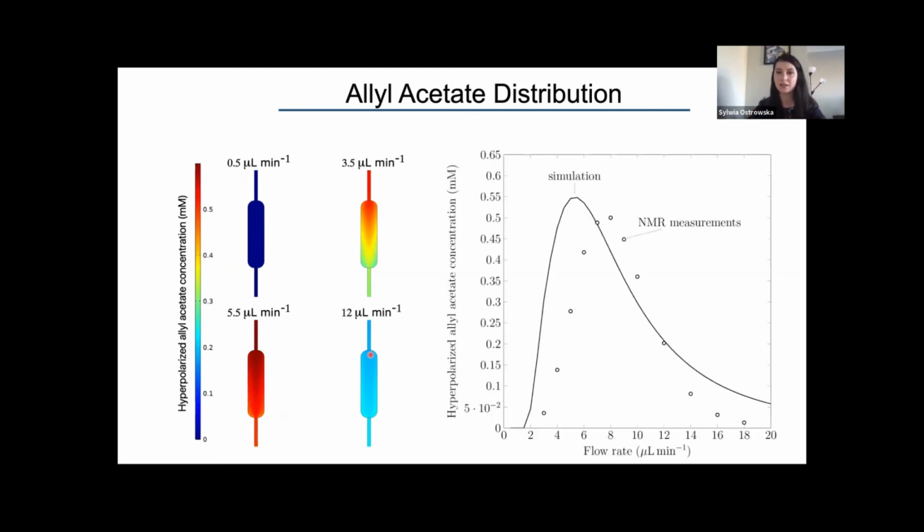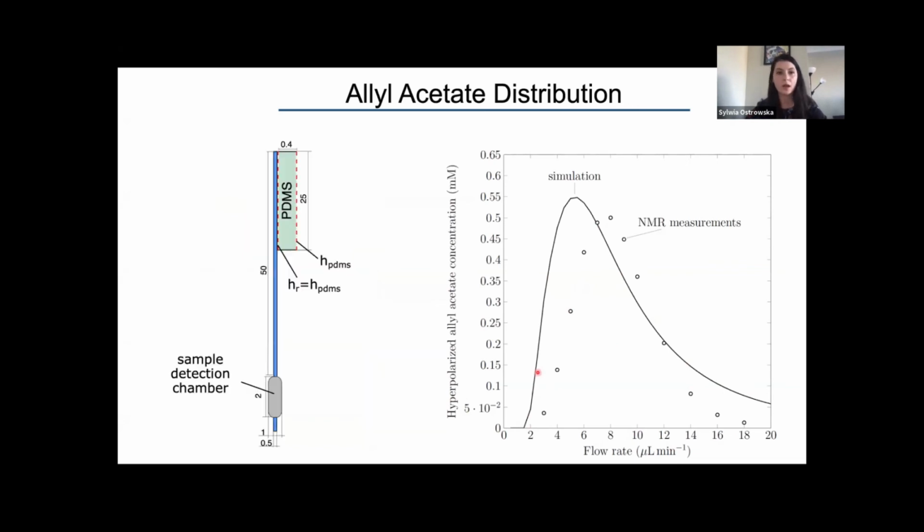And this can be better visualized by plotting the hyperpolarized concentration as a function of flow rate. Yesterday in his talk, Marcel mentioned that this curve, this very steep increase, optimum, and then very steep decrease, puzzled us. Now with our simulation, we can understand that at the beginning, this very steep rise is due to the allyl acetate being formed upstream in the channel, and then carried passively into the sample chamber, until, as we increase the flow rate, there is an optimum where most of the product is formed in the sample detection chamber.